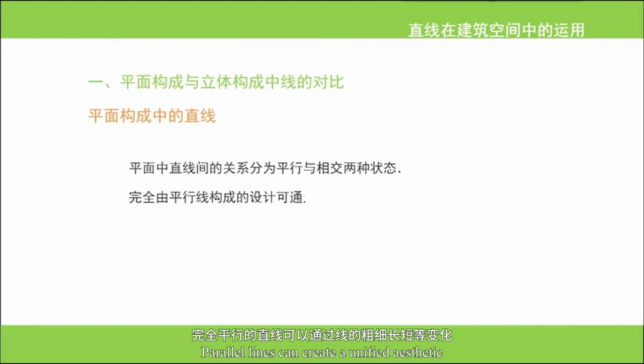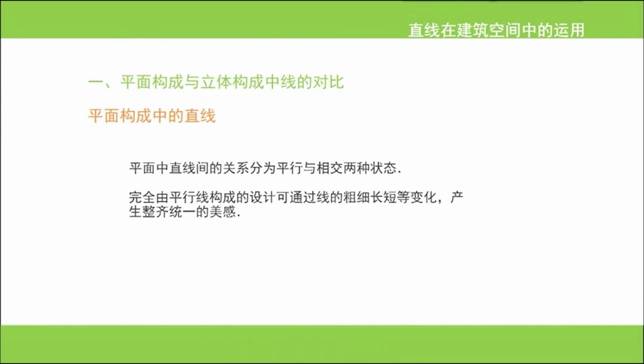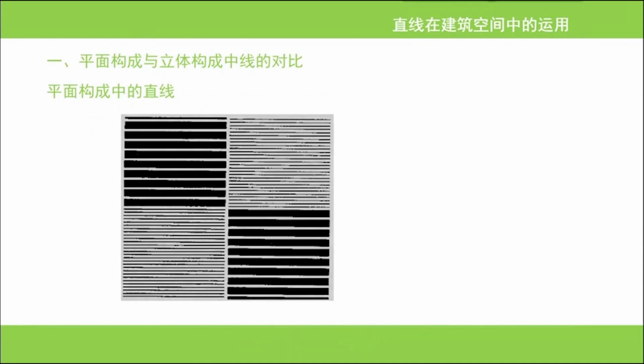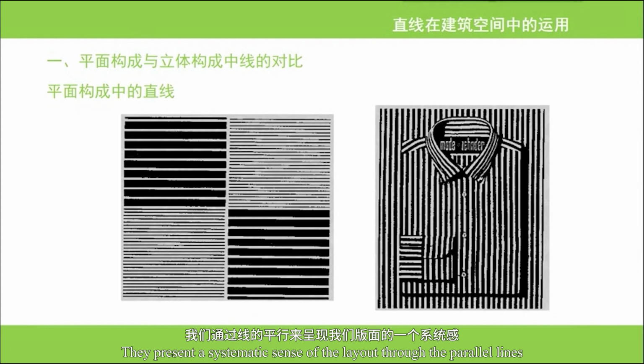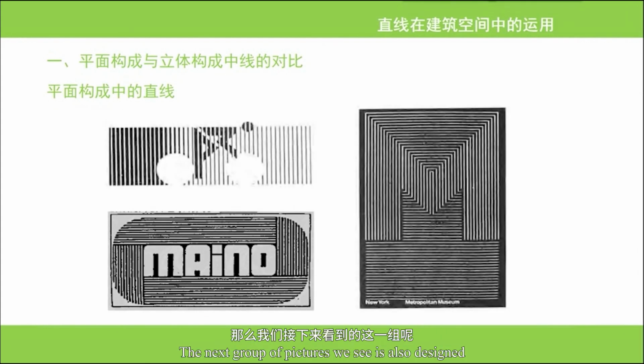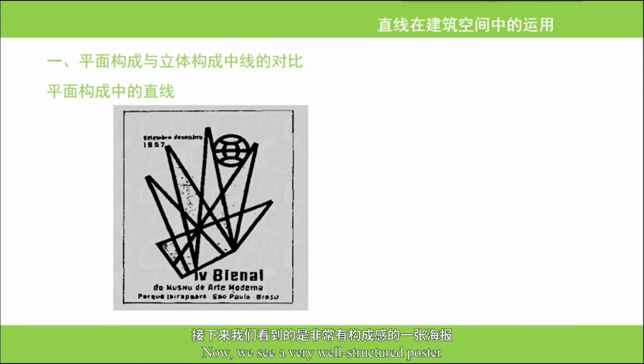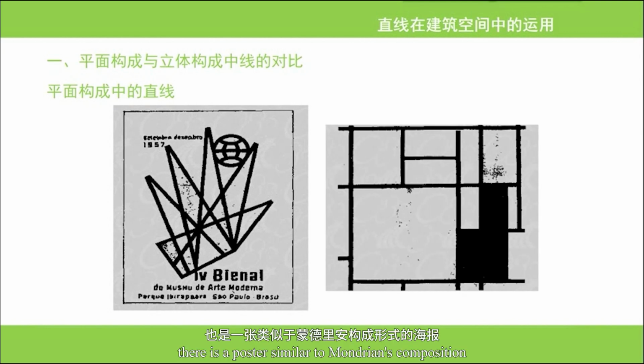Parallel lines can create a unified aesthetic through variation in thickness and length. Next, let's look at the following two examples, both in the form of a plane. They present a systematic sense of the layout through the parallel lines. The next group of pictures we see is also designed with parallel lines for advertising. Now we see a very well-structured poster. And on the right side, there is a poster similar to Mondrian's composition.